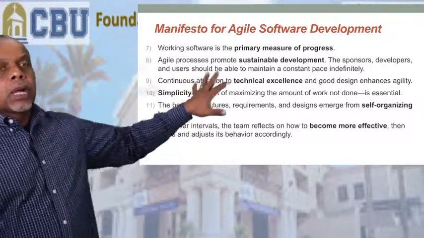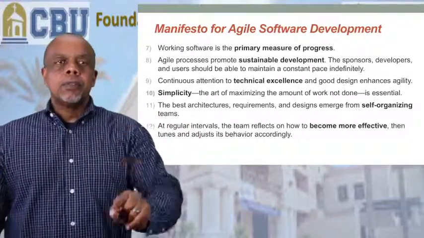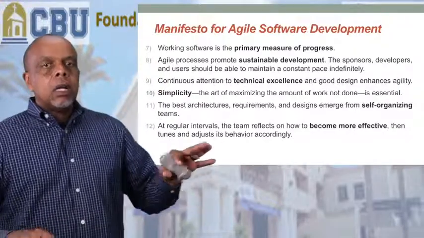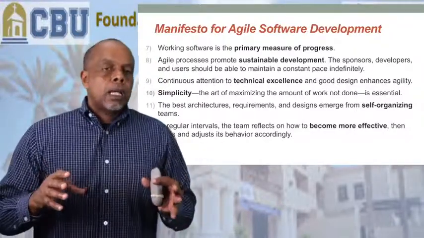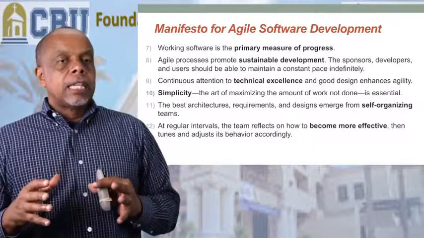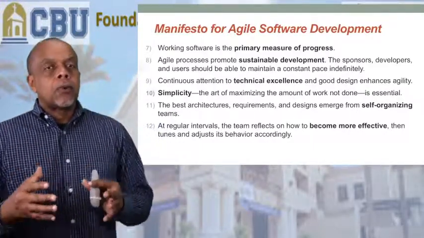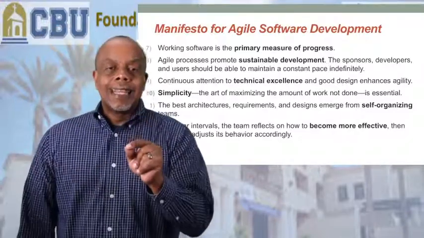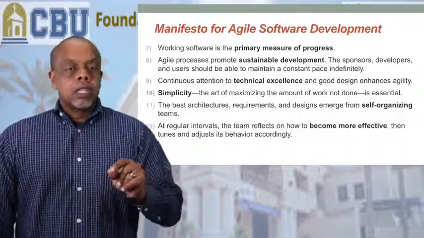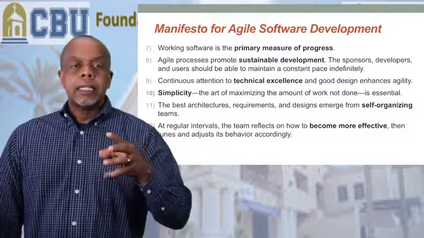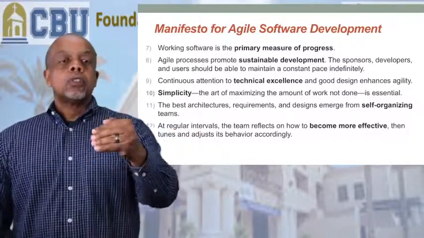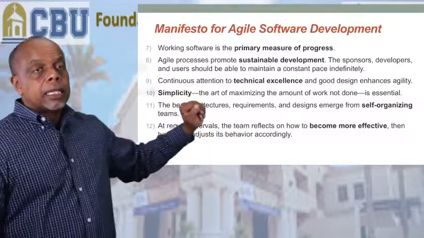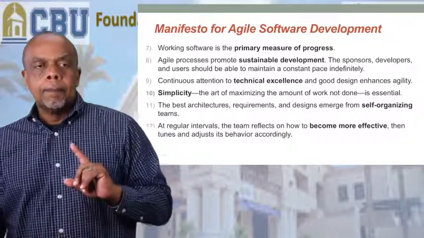Number 8 says what? Agile processes promote sustainable development, meaning that once you get in this agile cycle, it should be sustainable to where your team can sustain that, and you're not burning them out, you're not running them into the ground. Number 9 says what? Continuous attention to technical excellence. That's where you still continue to embrace new ideas, develop your team, invest in your people so that they become technically excellent. I love number 10, simplicity.